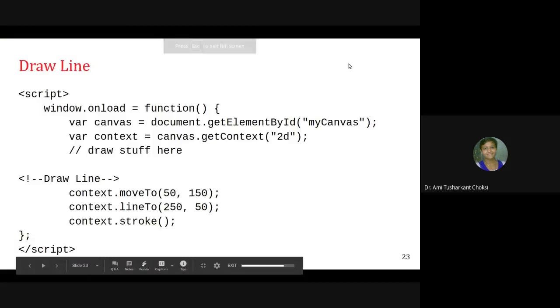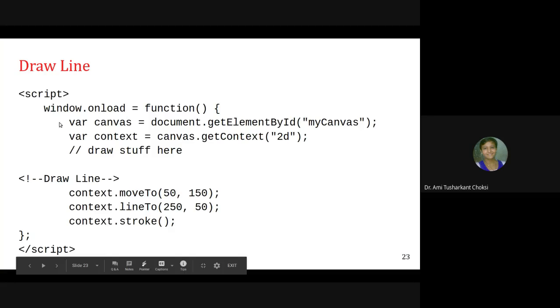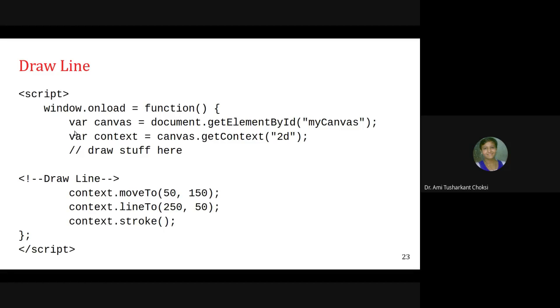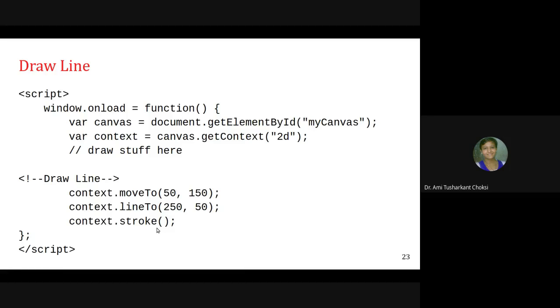What have we studied there? We have studied how to draw a line. What did we do for that? In the script, we wrote window.onload is equal to function, where we initialized variable canvas and variable context. Then after that, context dot moveTo a particular location. Then context dot lineTo, where also we give a location, and then we write context dot stroke. So we will be able to have a line.